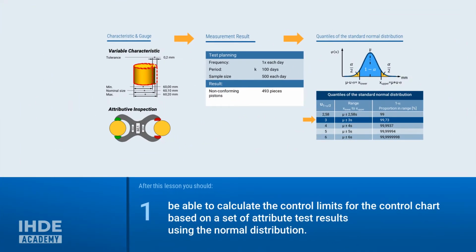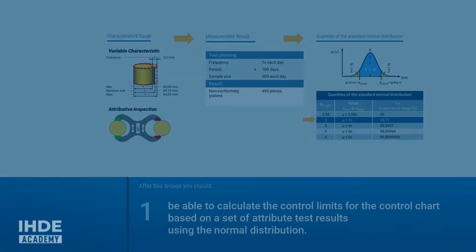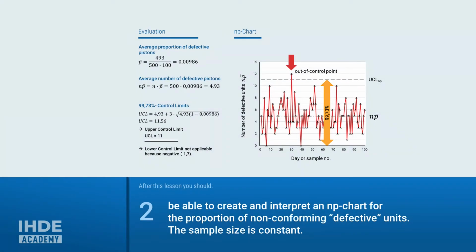And hello again to this lesson, which essentially has two learning objectives. At the end, you should be able to calculate the control limits using the normal distribution, and you should be able to implement this knowledge in a control chart and interpret it.